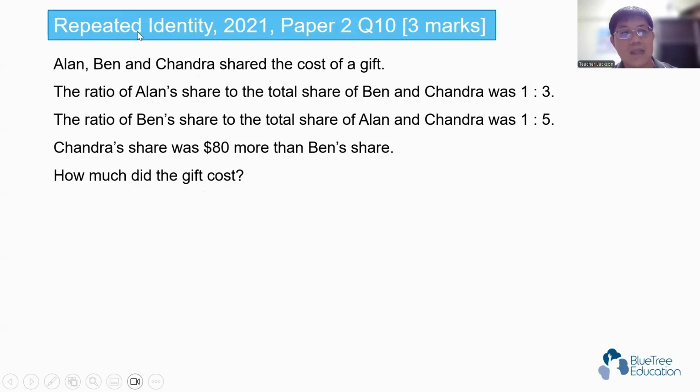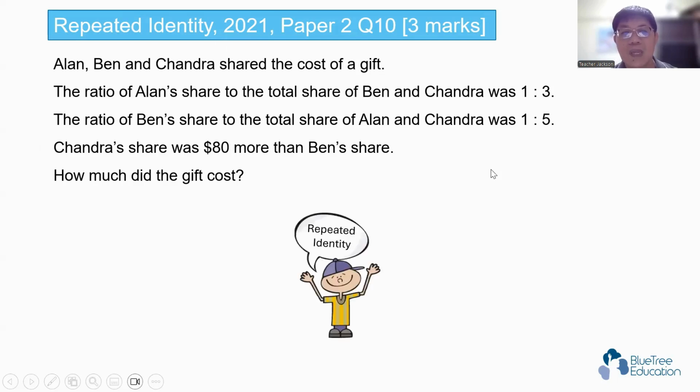So the total cost of the gift, right? Why is it a repeated identity? Because some of the identity is repeated. For example, here you see Alan, and then you have Ben, and then these two, see, same Chandra and Chandra. So you have repeated identity, the same person. So we have the strategy, it's called repeated identity.